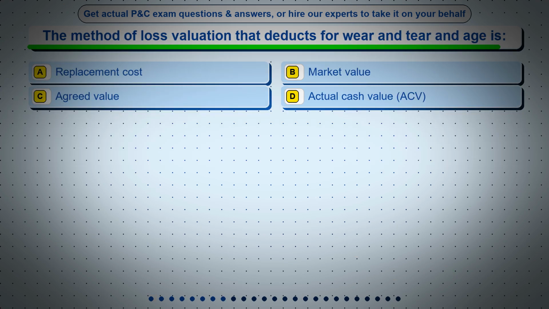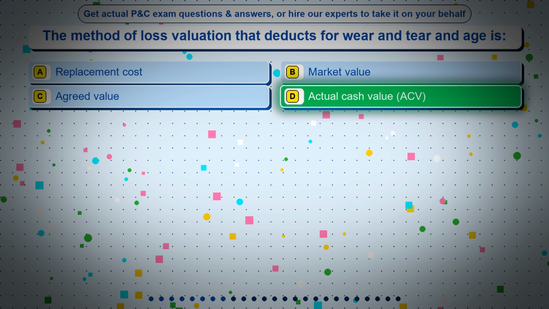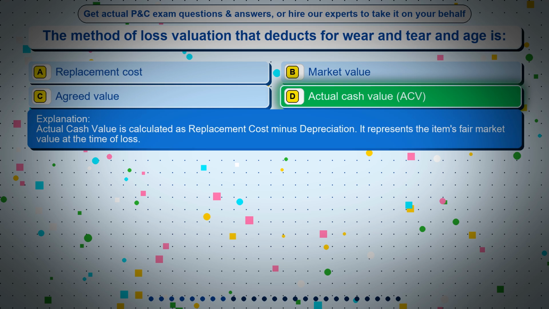Question 8. The method of loss valuation that deducts for wear and tear and ages. Option A. Replacement cost, option B. Market value, option C. The agreed value, option D. Actual cash value, ACV. The correct answer is option D. Actual cash value, ACV. Actual cash value is calculated as replacement cost minus depreciation. It represents the item's fair market value at the time of loss.